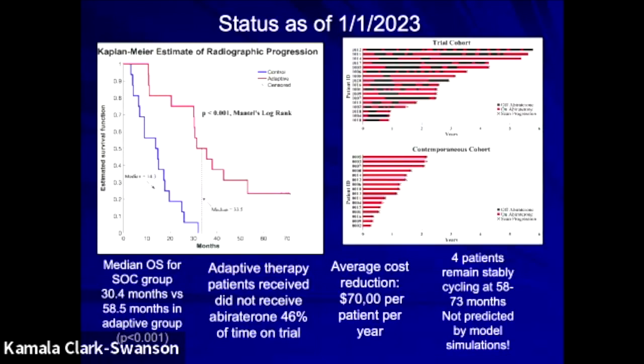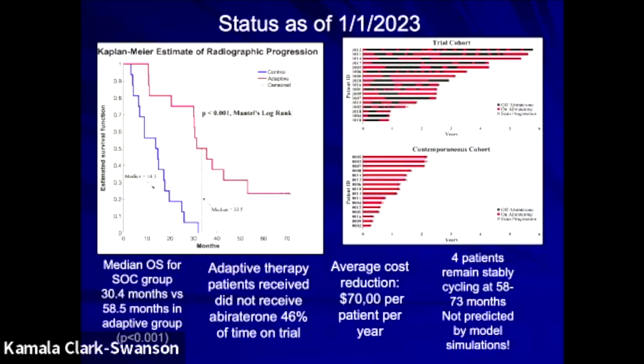Because the patients were on off, they were receiving abiraterone only about half the time. And so were being treated actually only about half the time. Abiraterone is fairly expensive. And so this was analyzed by a group of economists who said that there was a reduction in patient costs by about $70,000 per patient per year.